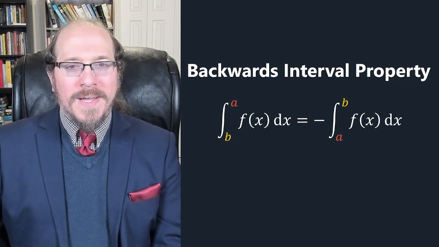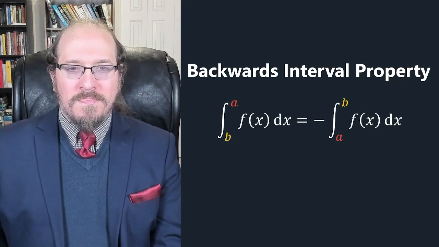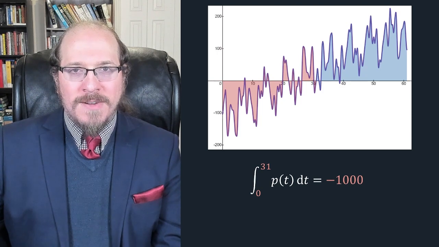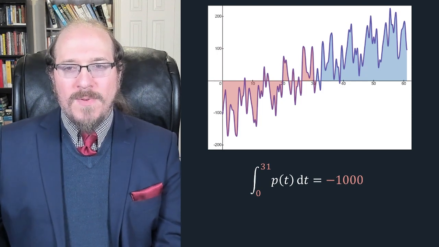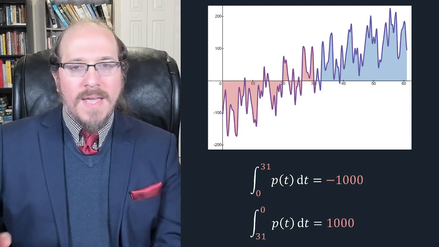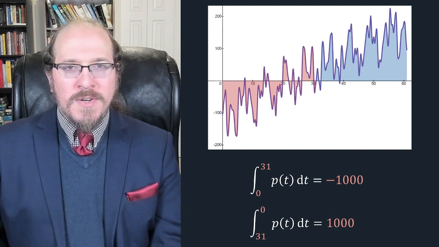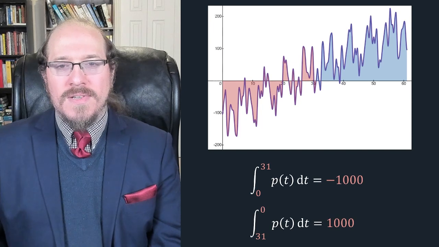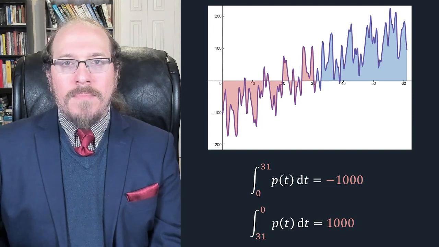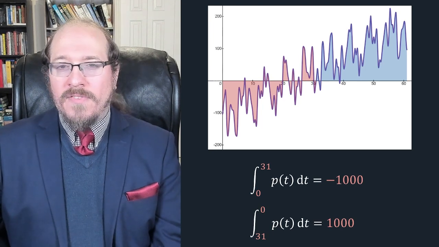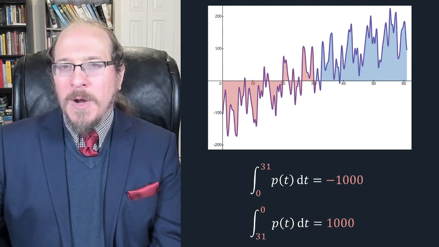That might seem a little weird, but think of it this way. Remember how our profit over the first month was negative $1,000? Well, if we started out at the end of the month and rolled the clock back, so to speak, then you could imagine we'd gain $1,000 as we go back to the beginning of the month, say, to figure out what we might have done differently. So reversing the interval sort of lets us go back in time.